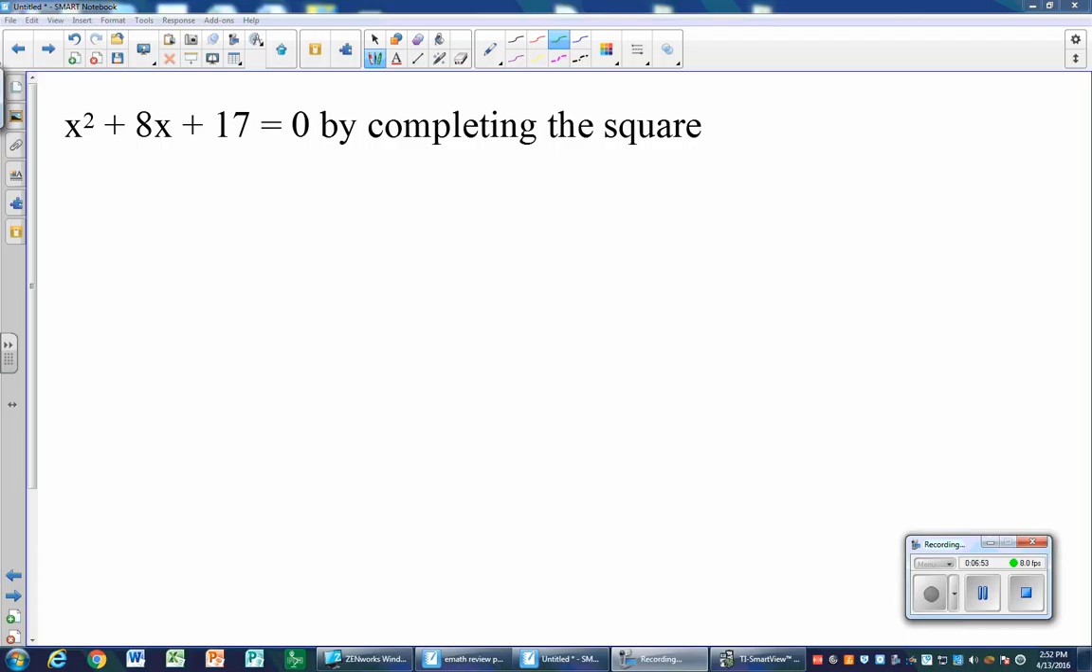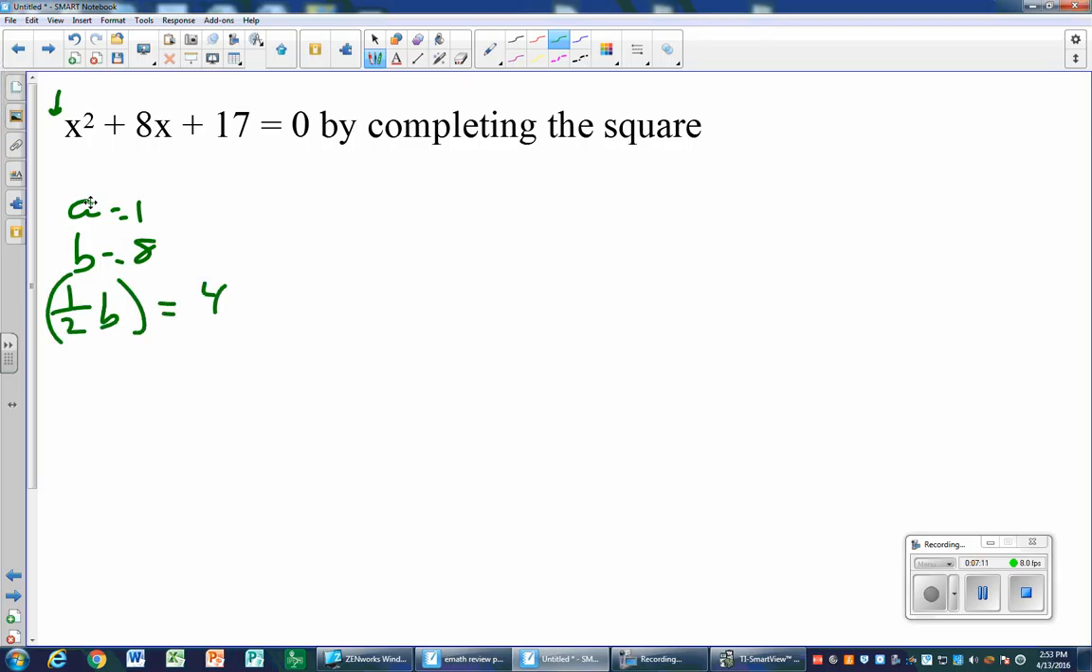The first thing you check: is A 1? Yes, it is. Great. Then you write down A equals 1, B equals 8, half of B. If B is 8, half of 8 is 4, and then half of B squared, you square it, and it is 16.